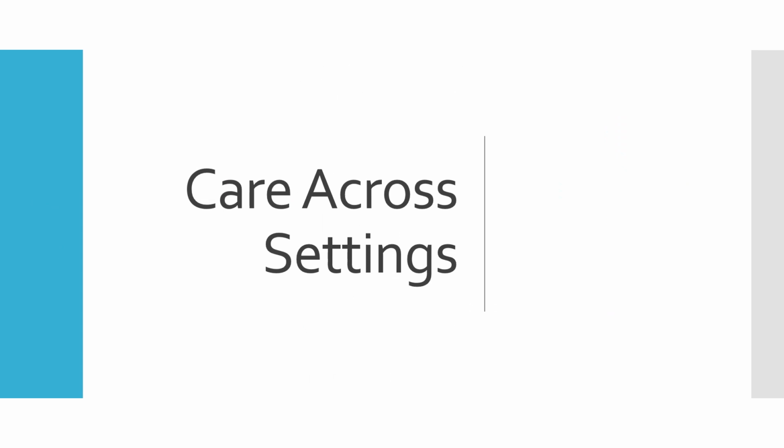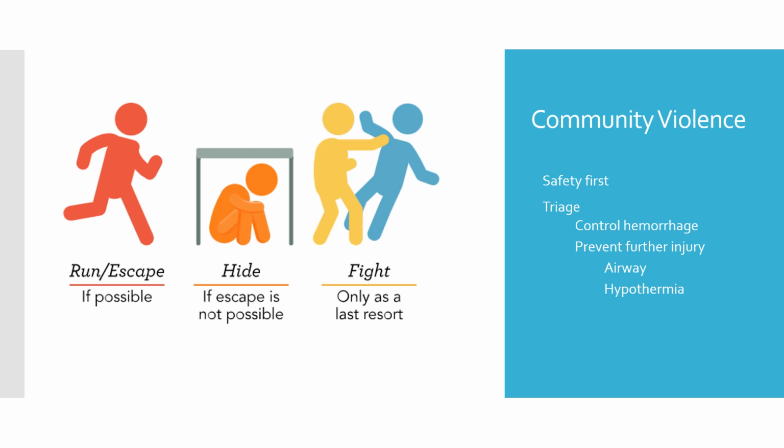So let's look at care across the settings. So community violence, right? If we have violence within the community, safety is our first issue, right? If we have violence within schools, within hospital settings, right? We've got to make sure our patients are safe. We need to triage. If the violence gets out of hand and we have a patient that is hemorrhaging, we got to control that, right? First, before we move on to maybe less injurious patients.